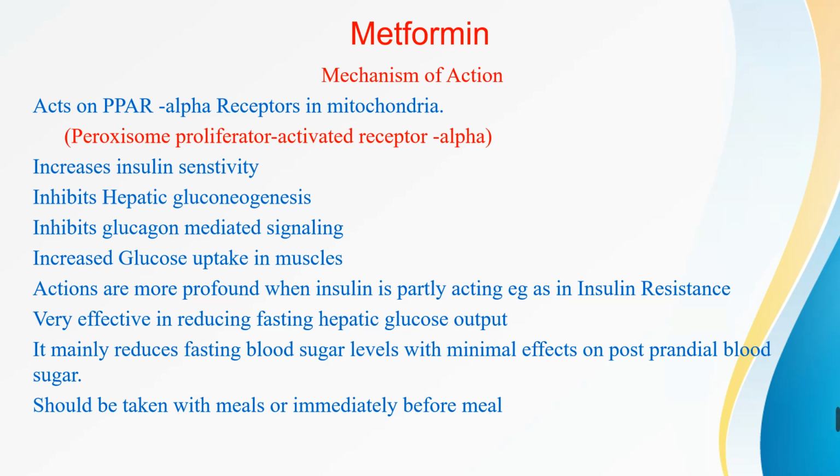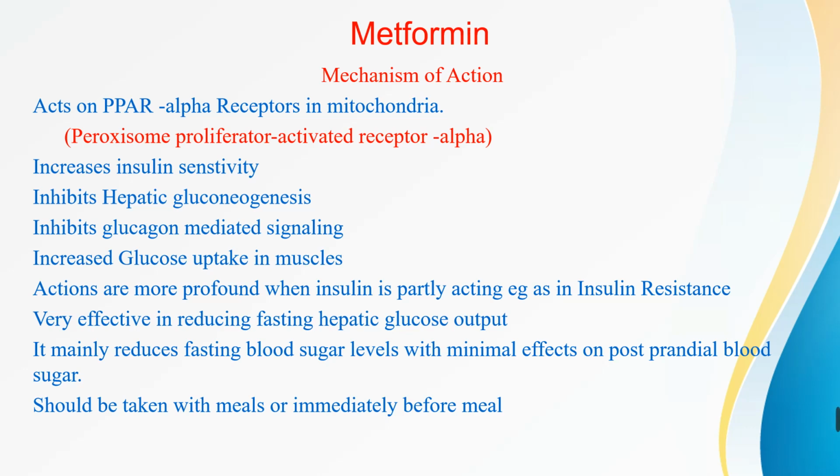It inhibits the hepatic gluconeogenesis, means it decreases the hepatic glucose production. It inhibits the glucose mediated signaling. It increases the glucose uptake in the muscles. Its actions are more profound when insulin is partly acting in the patient, for example, patients with insulin resistance. It is very effective in reducing fasting hepatic glucose output, so it mainly reduces the fasting blood sugar level with minimal effects on the postprandial blood sugar.